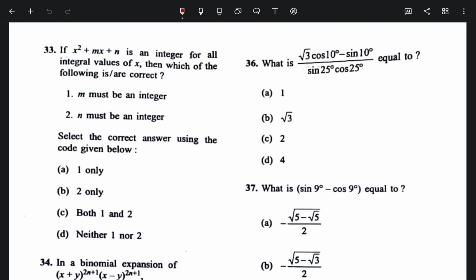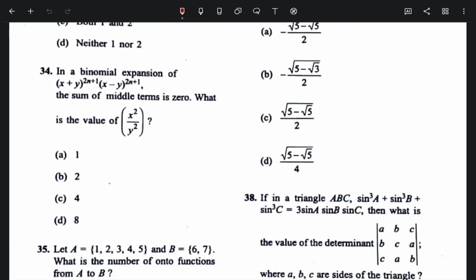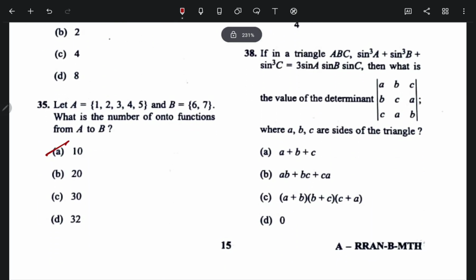So for 34, in 34 you can write this as x square minus y square power 2n plus 1, and you can apply the properties of the middle term. You'll find that exactly this x square by y square will give you 1 in that case. That is, the values of x and y are the same. It has to be.